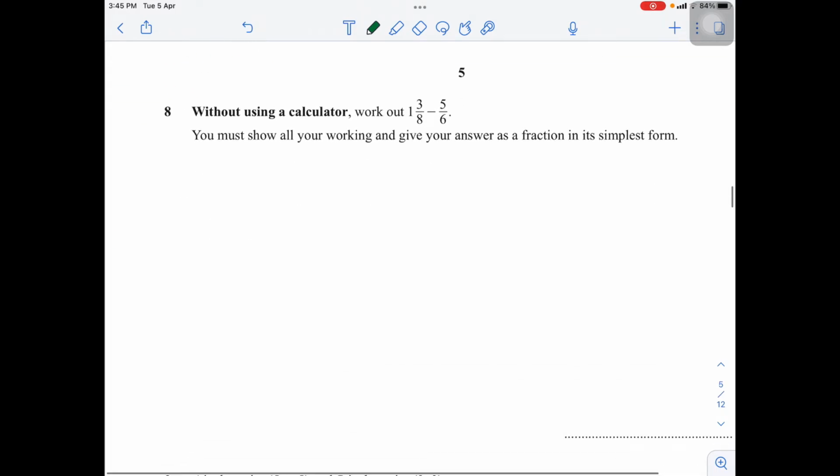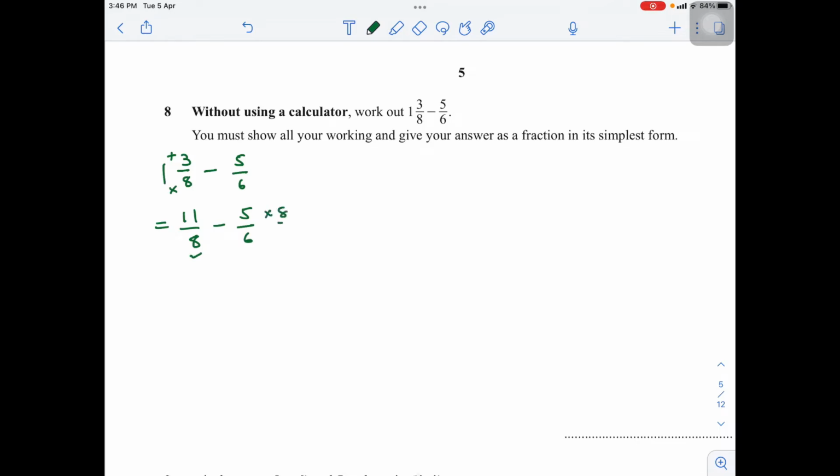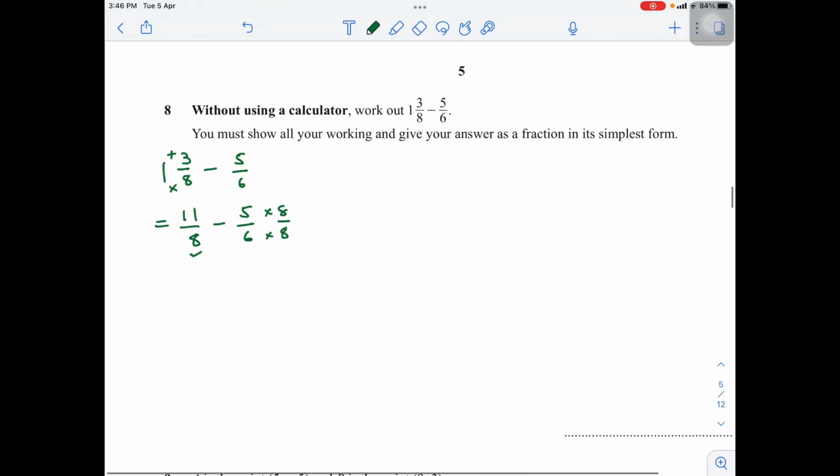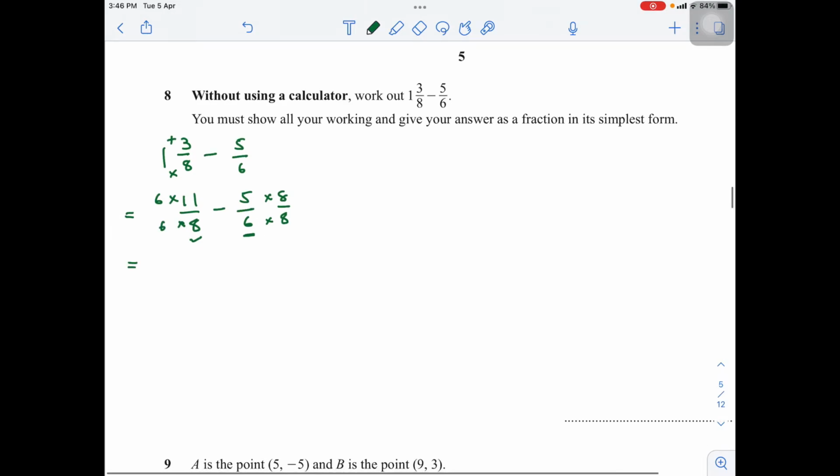Without using a calculator, work out 3 over 8 minus 5 over 6. 3 over 8 minus 5 over 6. I will multiply and add. So 8 times 1, 8 plus 3, 11 over 8 minus 5 over 6. This is 8, so I multiply this by 8, and that's 6, so I multiply this by 6. I am trying to make an equal denominator.